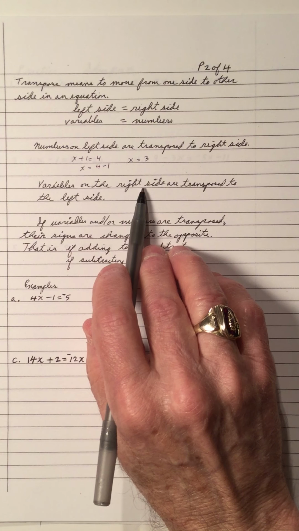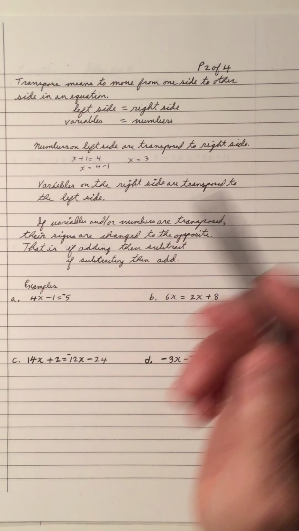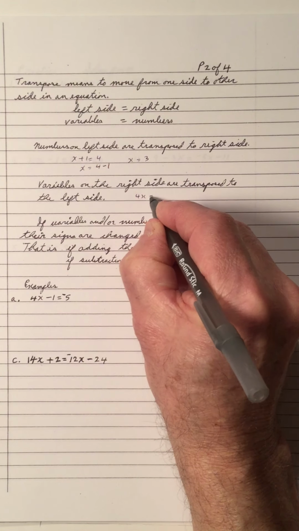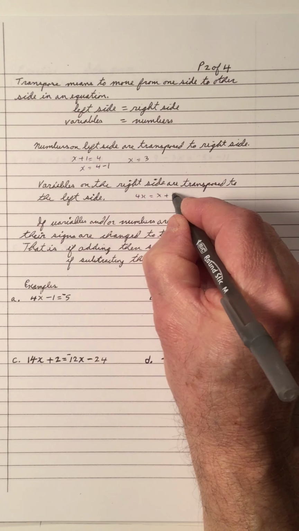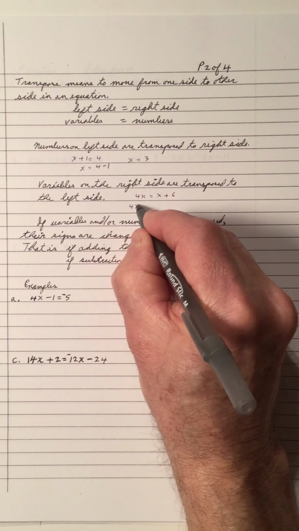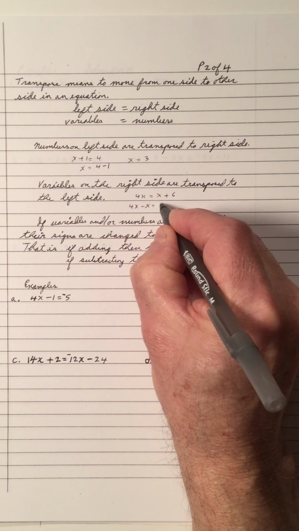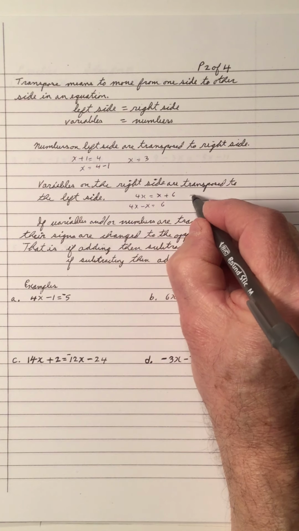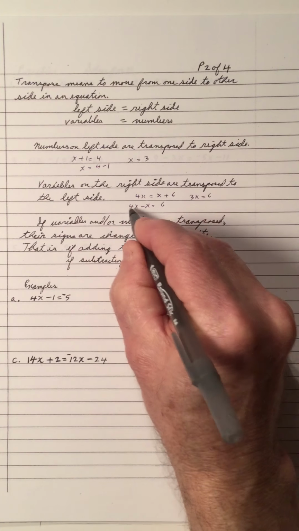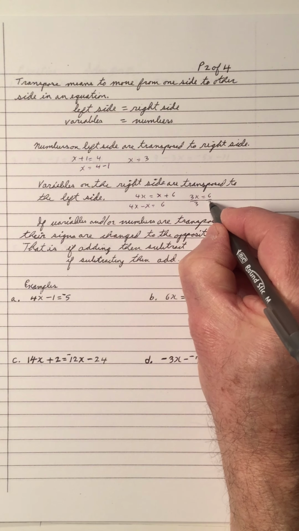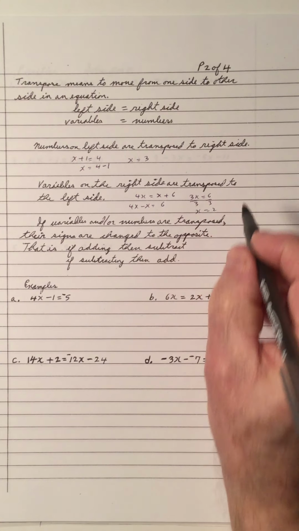Variables on the right side are transposed to the left side. And let's see, 4x equals x plus 6. So the x has to move to the left side. And when we do, the plus becomes a minus. So 3x equals 6. 4 and negative 1 is 3. Divide by 3, and I get x equals 2.